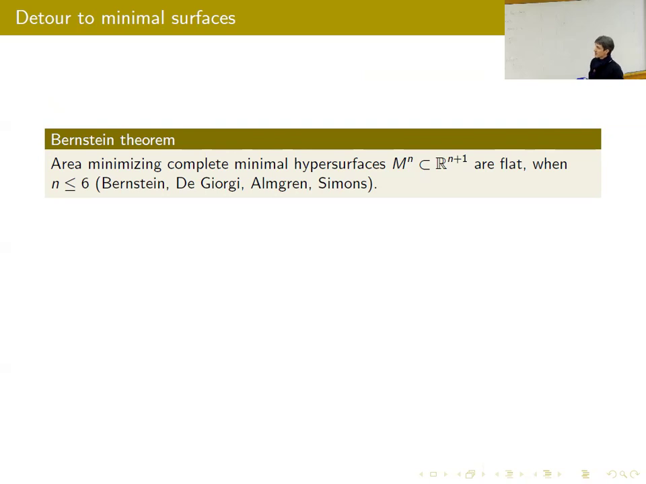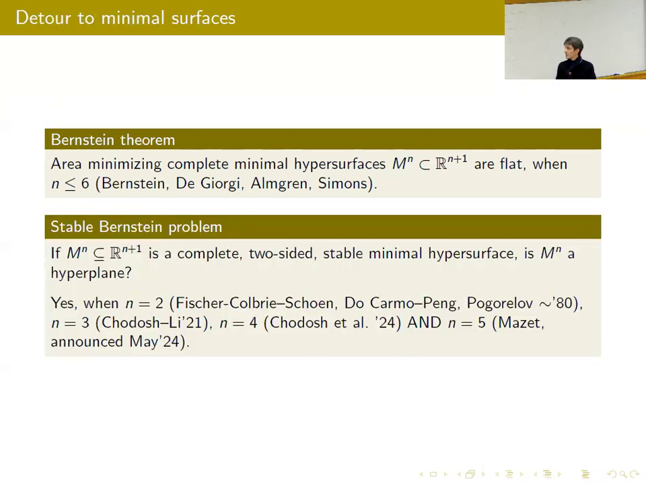Lately, there has been a lot of interest in what's called the stable Bernstein problem. So instead of wanting your surfaces to be minimizers of the area functional, you just want them to have non-negative second variation. So up to second order of the perturbation, the area does not decrease. So is a stable, complete minimal hypersurface a hyperplane? Is it flat? And this is known to be true classically in dimension 2 by results of Fischer-Colbrie, Schoen, do Carmo and Peng, and Pogorelov around 1980.